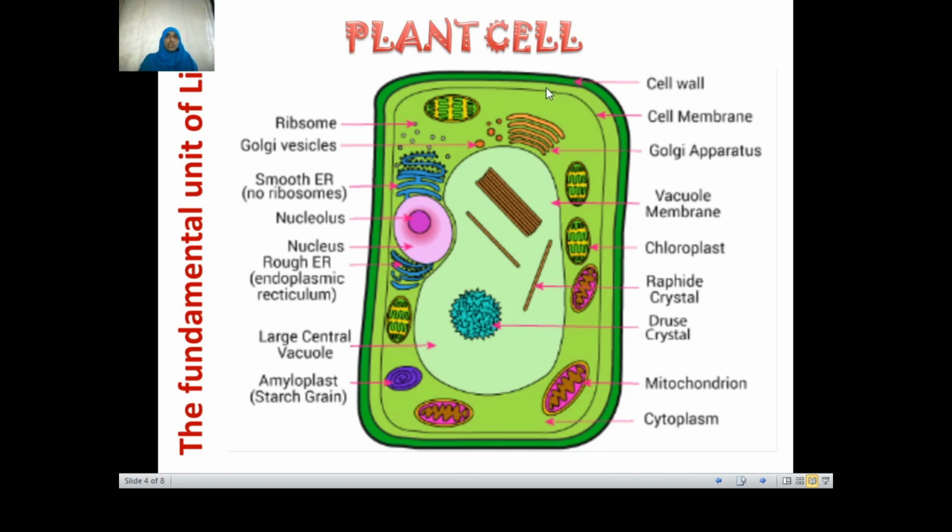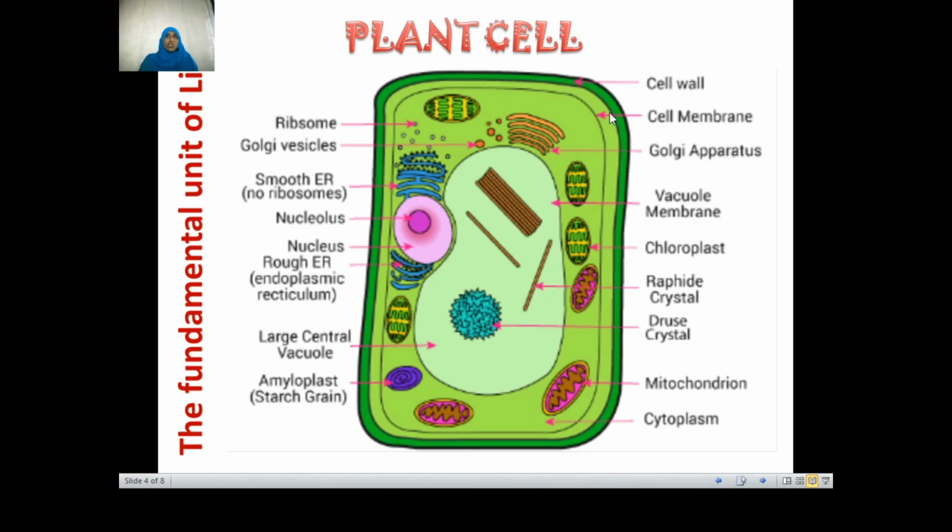Now, is the cell wall permeable like the cell membrane? We call the cell membrane semi-permeable. That means it selectively allows in only those contents that are required for the cell, and removes waste that is not required by the body out of the cell.